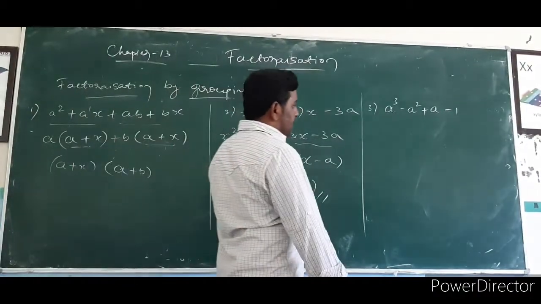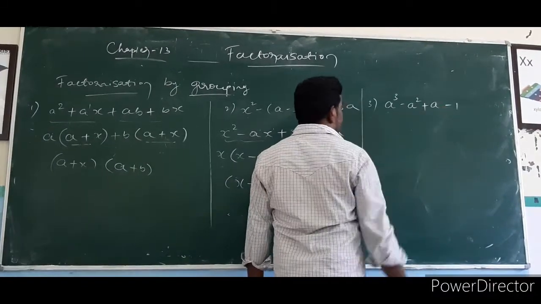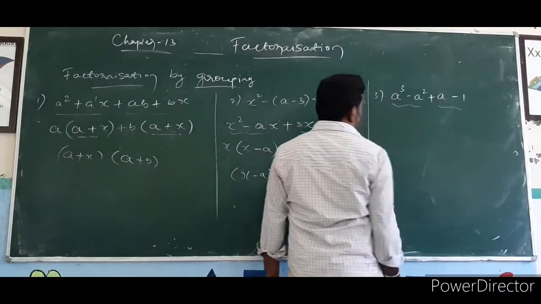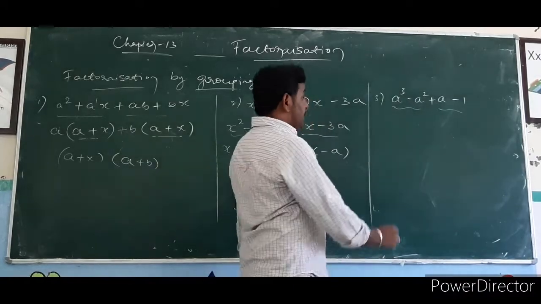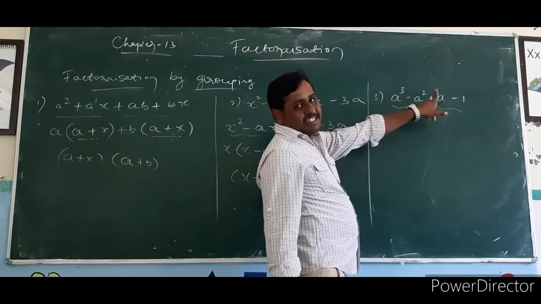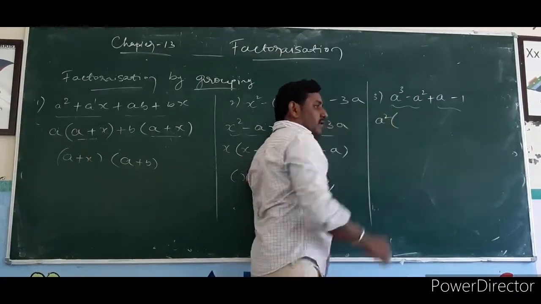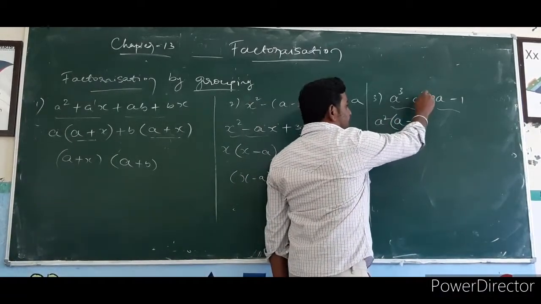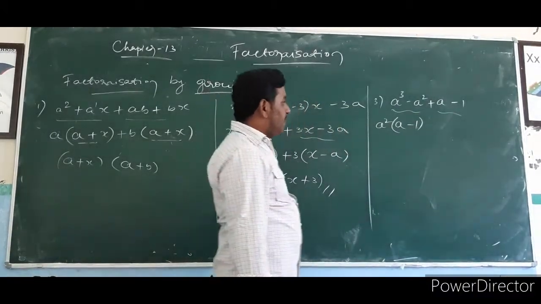And next is a to the power of 3 minus a square plus a minus 1. If I take these two as one group and these two as one group, here a to the power of 3 and a to the power of 2 are there. So a to the power of 2 I am taking outside, because compared to 3, 2 is less. That's why I am taking common factor outside. Since a to the power of 3, a to the power of 2 comes outside, a is remaining. Here minus is there. a to the power of 2 we have already taken outside. So what is remaining? 1.